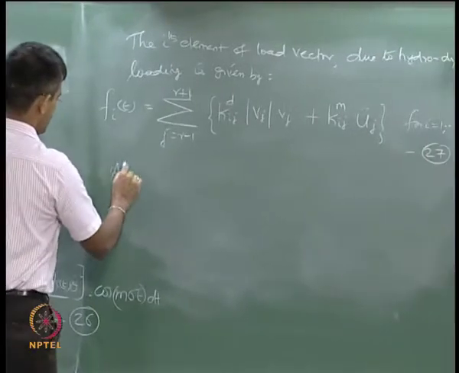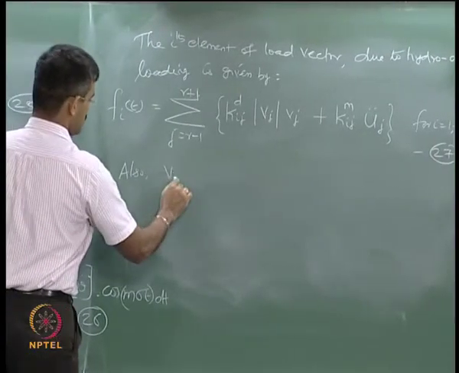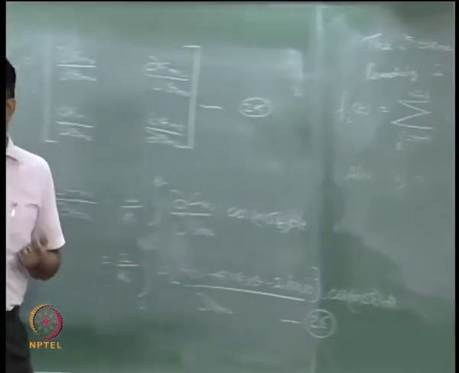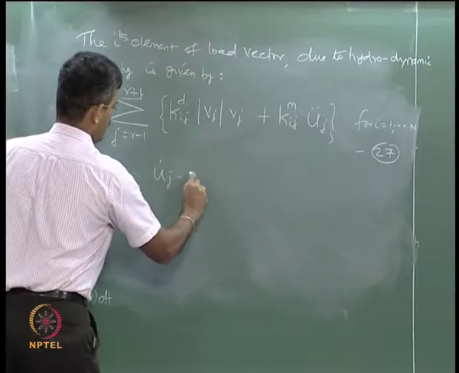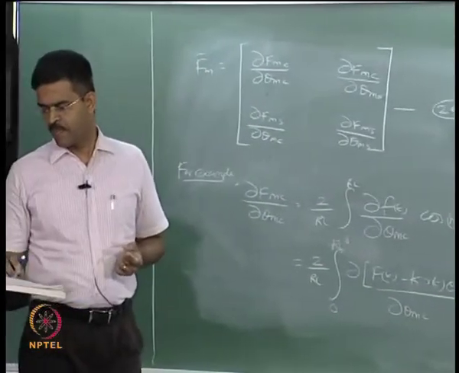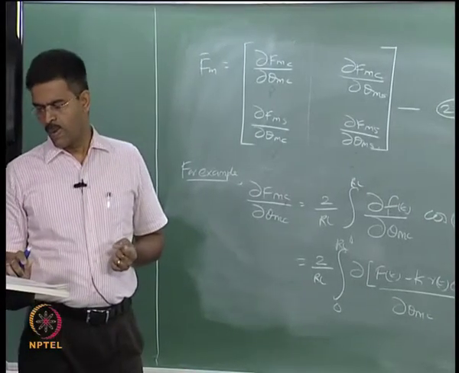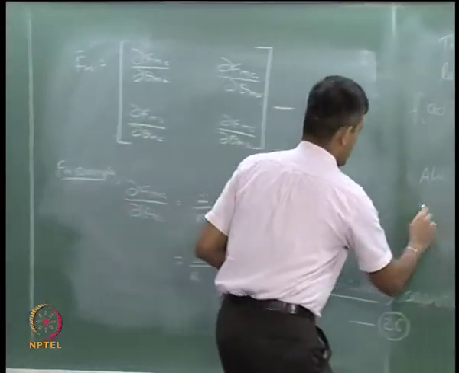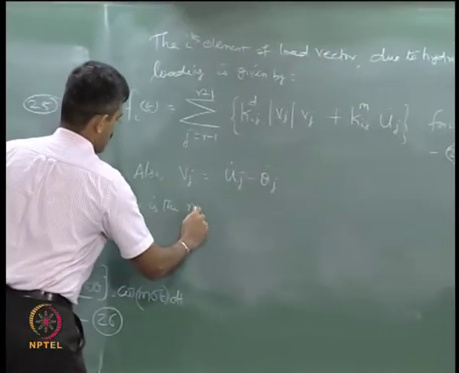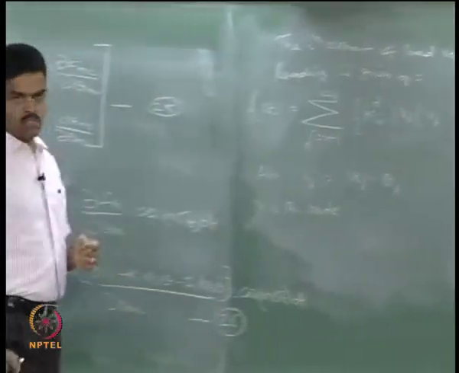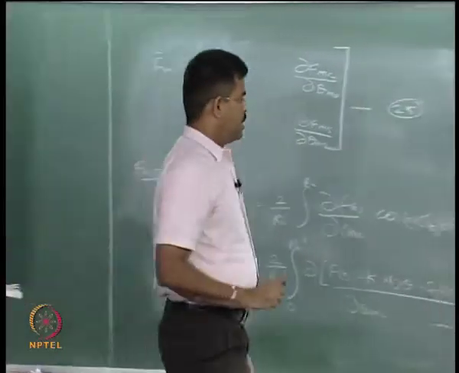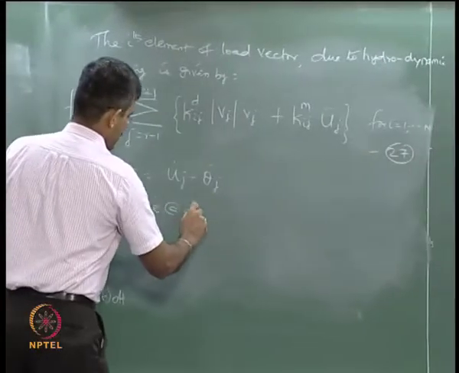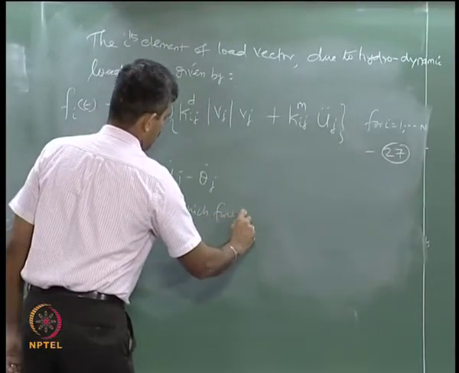Also, we know that Vj is the relative velocity between the water particle and the tower. R of course is the node element, R is the node at which you are evaluating this force, R is the node at which force is evaluated.